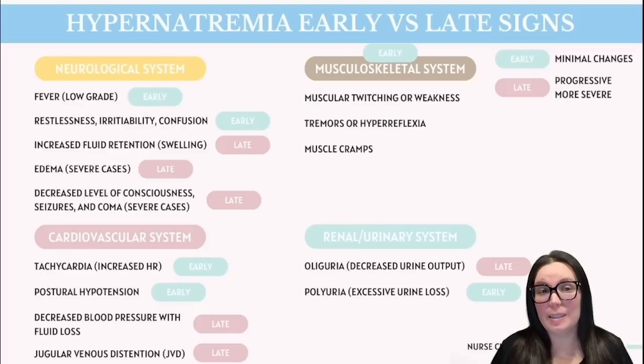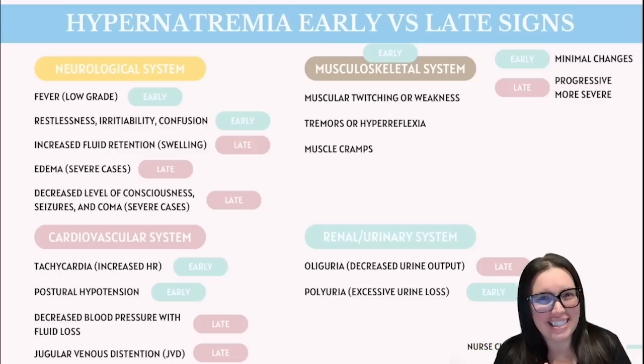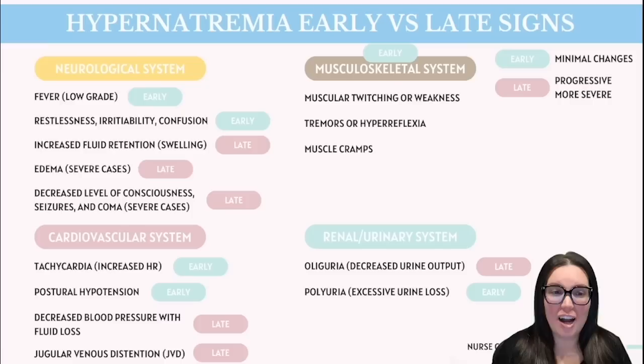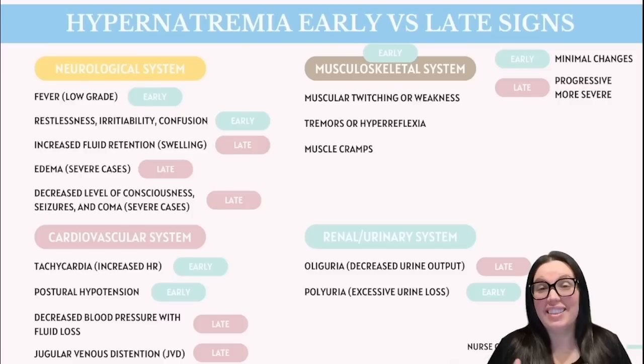So which signs and symptoms can we catch early, and which ones are going to be a little bit too late? The early signs are primarily going to be neurological. We're going to have irritability and confusion. Musculoskeletally, you're going to see a lot of excitability, so muscle weakness as well as twitching. And with the cardiovascular system, in order to compensate for what's going on, you're going to see tachycardia and postural hypotension. These early symptoms are the body's first attempt to cope with those rising sodium levels.